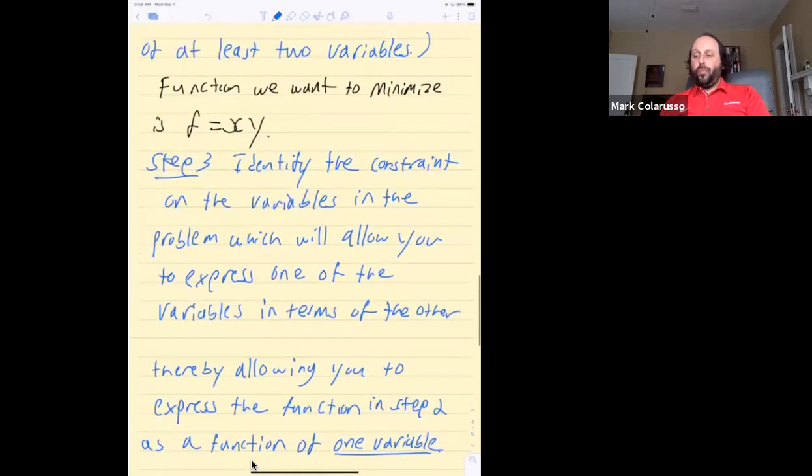Okay, so we have this function of two variables. I claim there's some information in the problem, a constraint on these variables, something that these two numbers have to satisfy, that will allow us to express either x or y in terms of the other. And in doing so, we can use that expression to rewrite the function from the second step in terms of only x or only y if we want. There are some choices about which one you want to do.